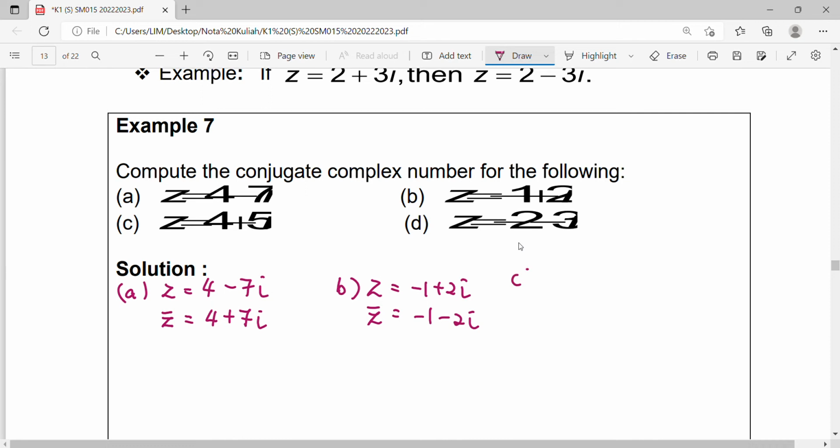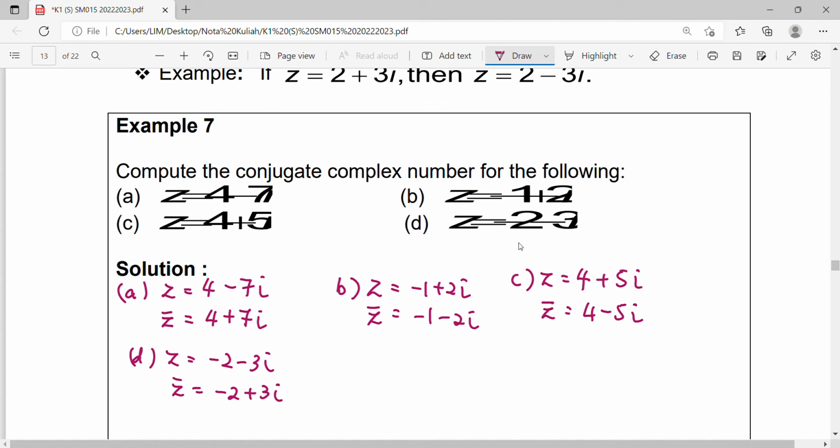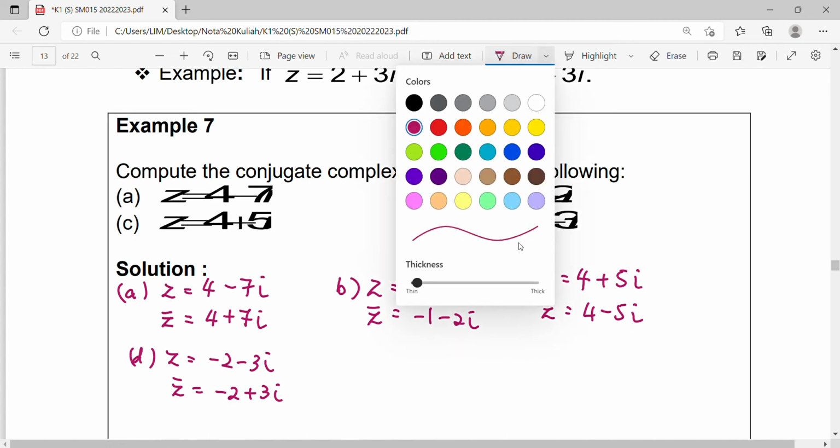Okay, so question C, complex number here is 4 plus 5i. So its conjugate 4 minus 5i. For question D, complex number is negative 2 minus 3i. So its conjugate negative 2 plus 3i. So bear in mind, conjugate just change the imaginary part to the opposite sign.